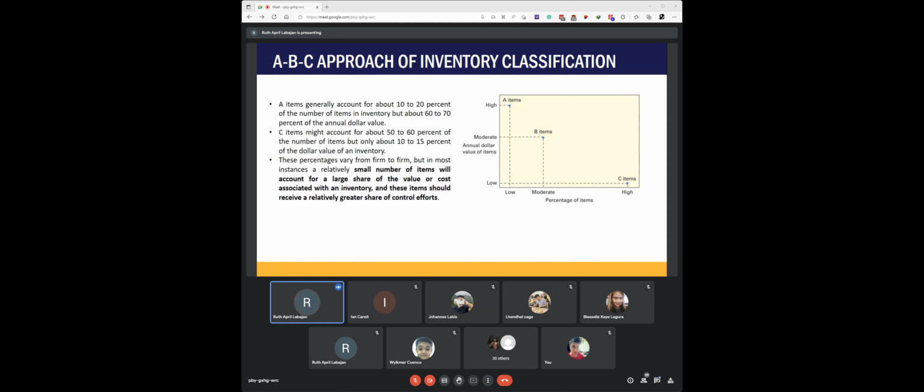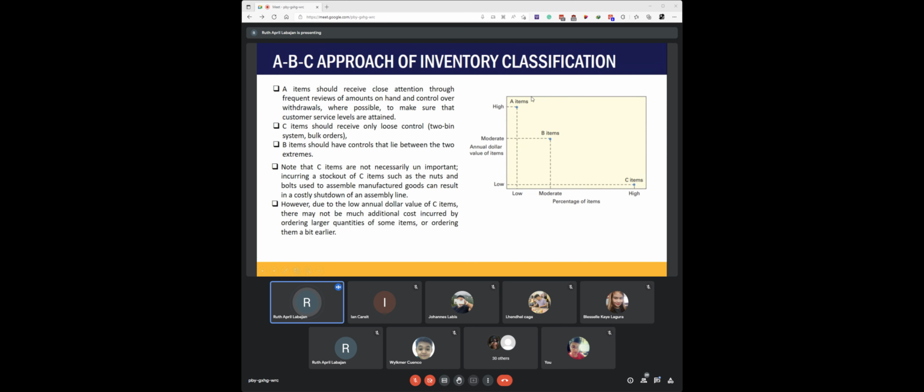Okay. Now, the question is, why do we need to classify as A, B, C? We classify the expensive ones as very important, and the cheap ones as the least important. Okay? Because it all boils down to how we control those inventory. Okay? Meaning to say, A items are the ones which are very important. And in terms of annual dollar value, they are more expensive, the most expensive. Okay? Therefore, because it's a very important item, high in terms of annual dollar value, this item should receive close attention in terms of control.